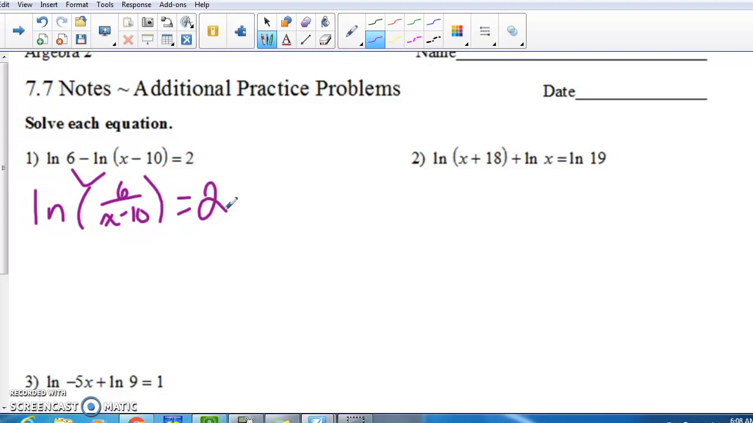Now, in the 2 examples we did on the front, we had an ln on both sides. This was a canceling thing. This is not a canceling thing. This is a rewrite. So the question that you have to know is what base goes with ln. The base that goes with ln is e. So when I rewrite this, this becomes e squared equals 6 times x minus 10.